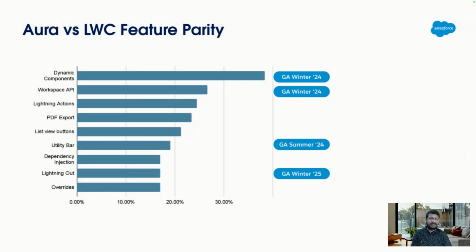So there are some gaps: the features that are available in Aura are not currently available in LWC. But we are working a lot on it, and here you can see the result, wherein dynamic components is now generally available since Winter 24, and we will be providing utility bar and Lightning Out in future. You can expect utility bar somewhere around the Summer 24 release, and the Lightning Out feature in Winter 25. Let's see the features that are generally available at the moment.